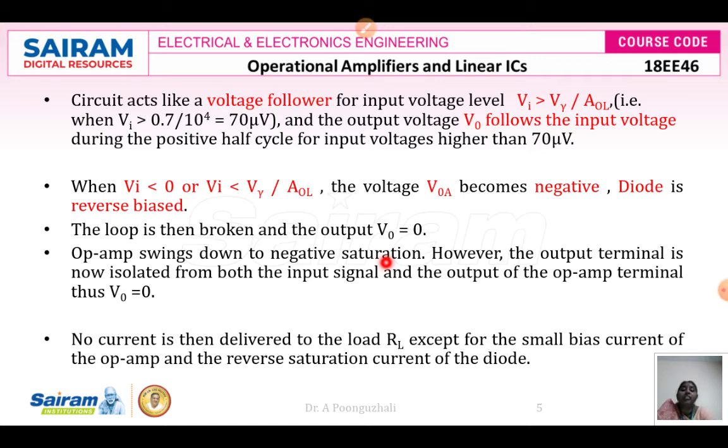So negative saturation means here the output terminal is going to be isolated from both the input signal as well as the output of the op-amp terminal. That means your V0 is equivalent to 0. So when V0 is equivalent to 0, no current is going to be delivered to the load RL except for a small bias current of the op-amp and the reverse saturation current of the diode. So we say that only during the positive cycle we are going to have the output, and during the negative cycle we don't have any output there.